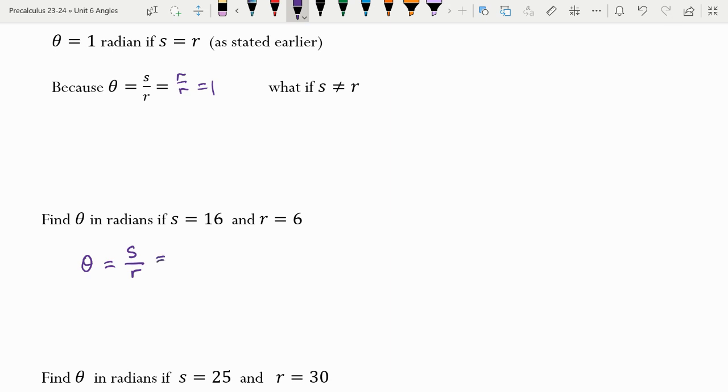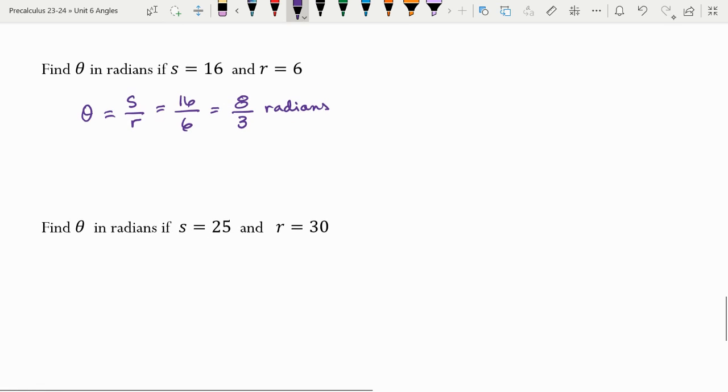So I take my arc length and divide by my radius. Both of these are divisible by 2. That angle is 8/3 radians. And again, it doesn't have to have a pi in it for it to be a radian measure. A radian measure is the arc length divided by the radius. How many radii, or how many times will the radius lay down on that arc? In this case, it is 8/3, which is 2 2/3.